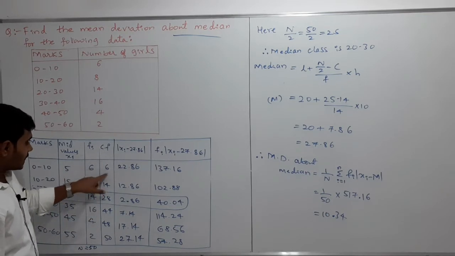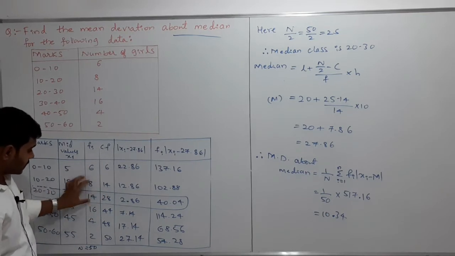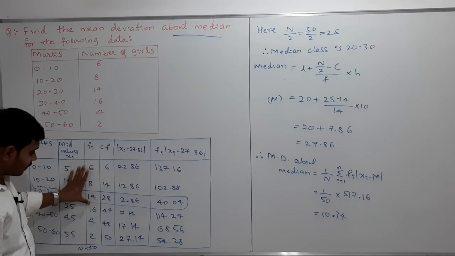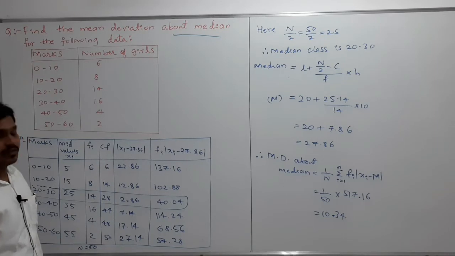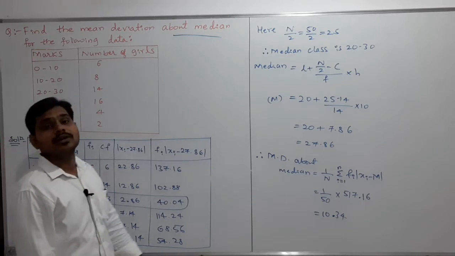So the first one is written as it is, and next add these two, you will get this much. Next add these three, you will get this much. Next add 4, you will get this much. Next add the remaining, and next add all, you will get 50. Clear? So this is all about cumulative frequency.